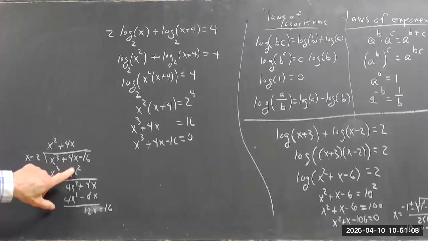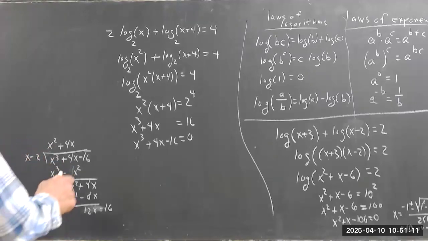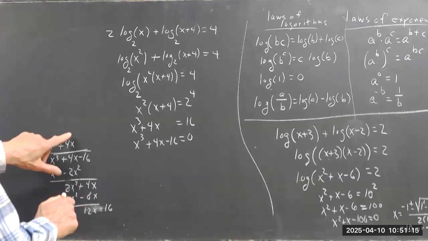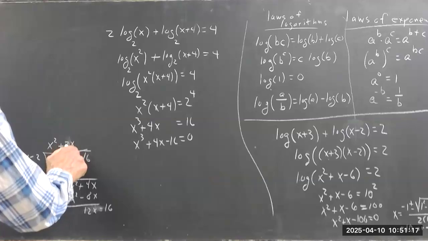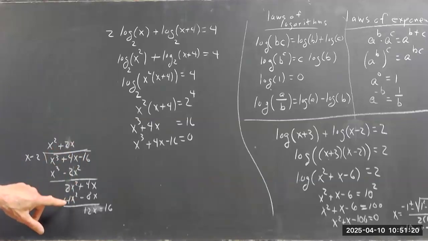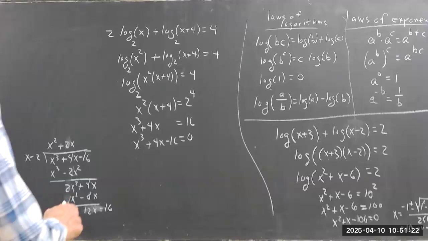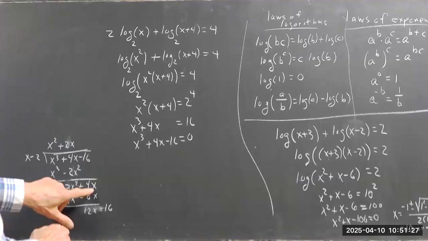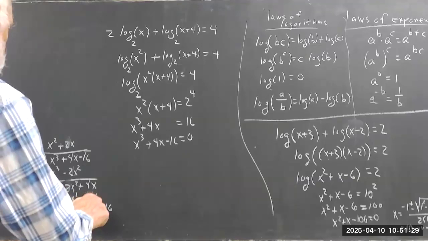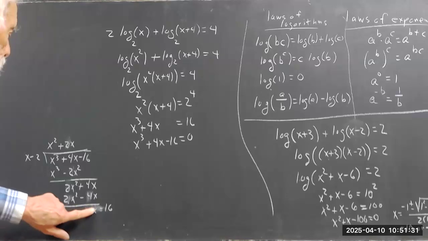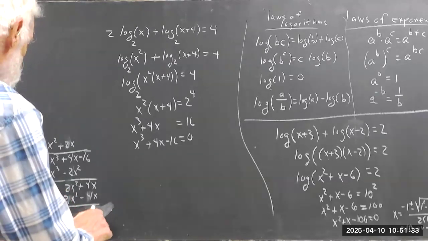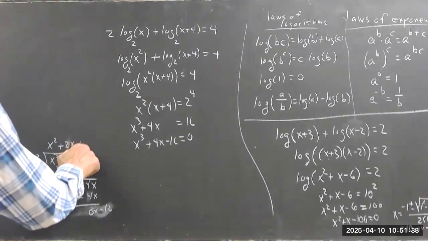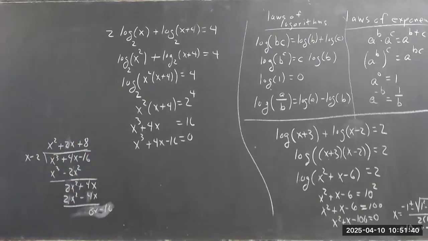It's x squared times minus 2 is minus 2x squared. So I get a 2x squared here. And I'm going to get a 2x here, which is going to give me 2x squared minus 4x, which is going to give me 8x minus 16. So now I've got plus 8.